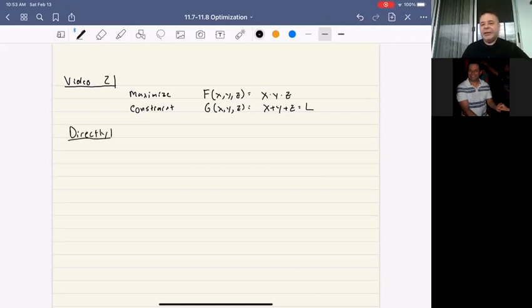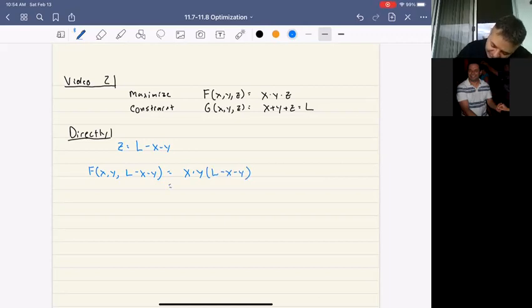Directly, we're going to reduce the dimension of the problem. Let's say z equals L minus x minus y, and we're going to take f of x, y, L minus x minus y, which equals x times y times L minus x minus y. Let me rewrite that as xyL minus x squared y minus xy squared. Let's find the critical points there.